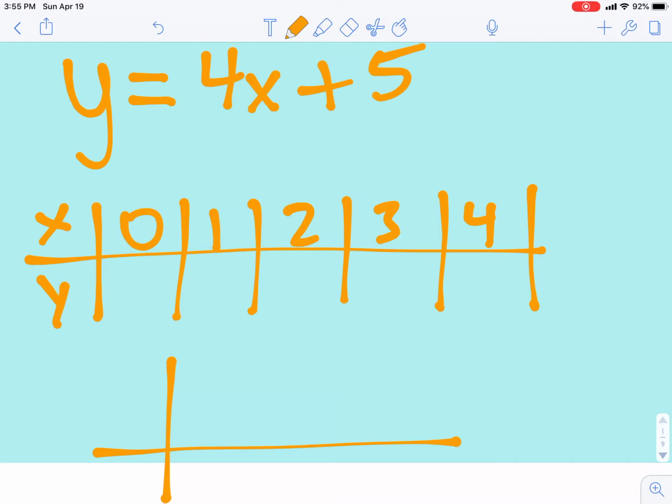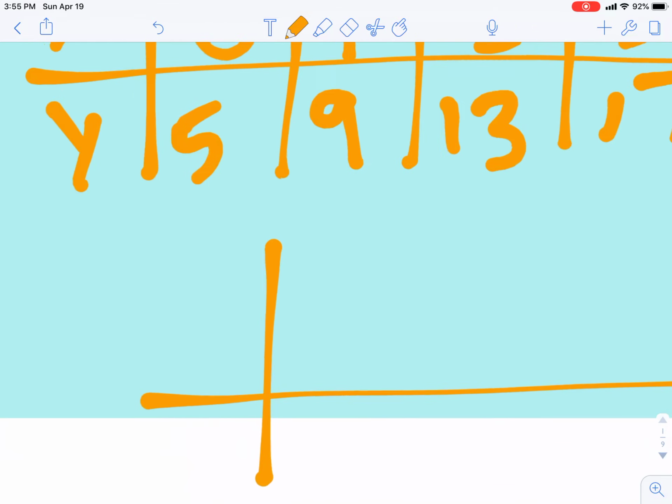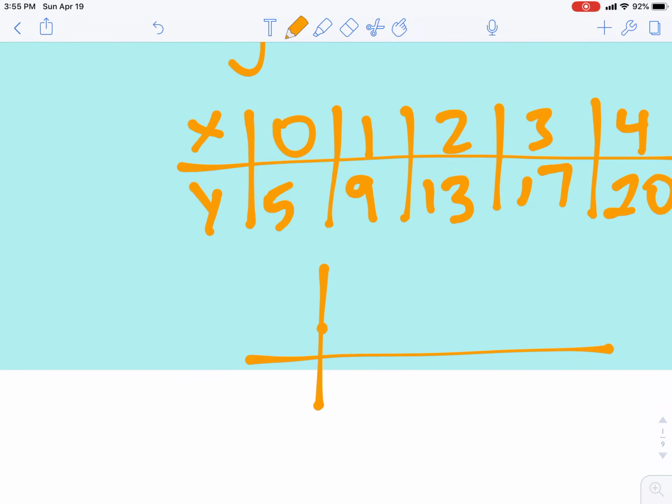If I plug in 0, 0 times 4 plus 5 is 5, right? 1 times 4 is 4, plus 5 is 9. 2 times 4 is 8, plus 5 is 13. And as you guys start going along, I can just keep adding that plus 4 each time we're going through. So this is going to be 17, and this is going to be 20, right? And then we would go to our graph. We would go to 0, 5, 1, 9, and we would figure out that it goes up linear, forming a straight line, okay?